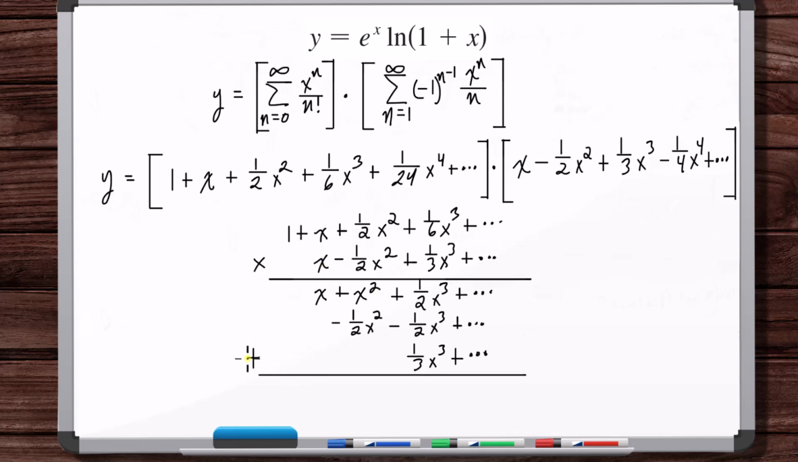Now we want to add these. There's no 1 here. This is 0, right? There's nothing here. So we've got x, and then 1x squared minus 1/2 x squared is plus 1/2 x squared. And then 1/2 minus 1/2 is 0. So this is plus 1/3 x cubed. And there we go. So this is approximately equal to x plus 1/2 x squared plus 1/3 x cubed.